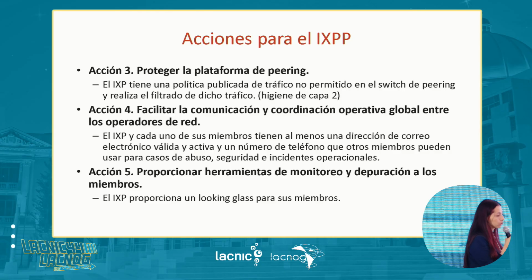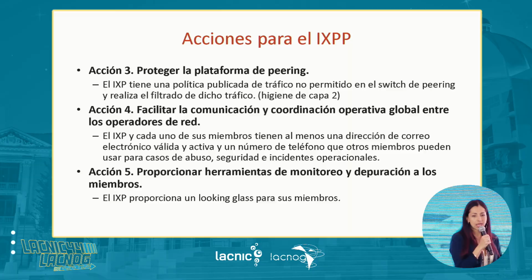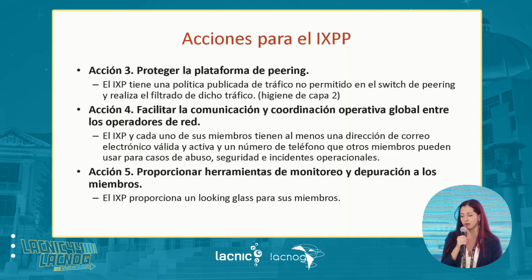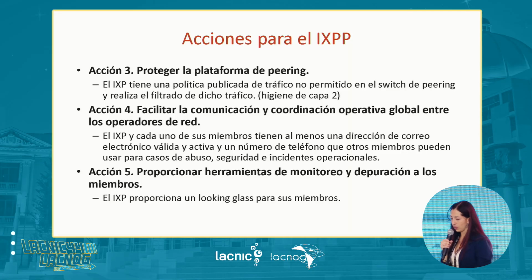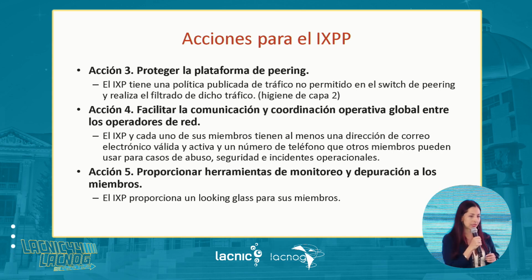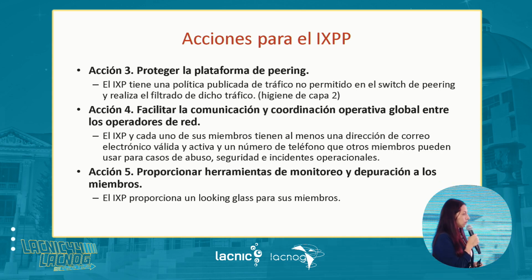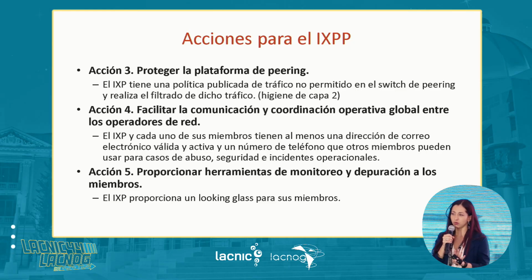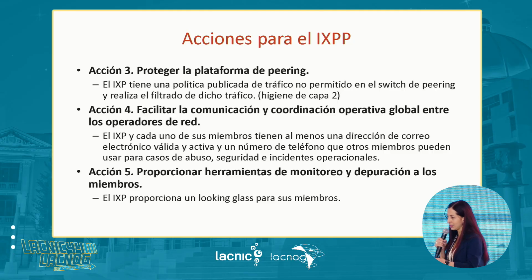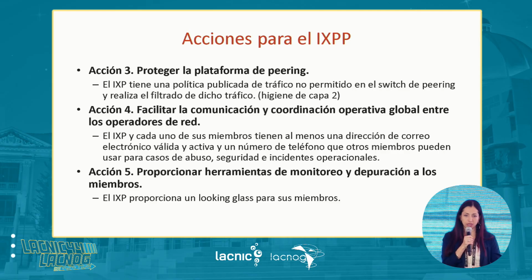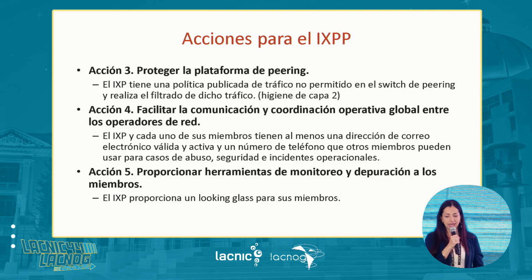Action 5, the last one, is providing monitoring tools and clearing tools so that the connected members may see information of their network and their peer networks with whom they are establishing their connections. Normally each IXP has some monitoring scheme, such as a looking glass to ask queries, so that not only the people operating at the IXP may have the data, but any member should be able to enter these platforms.